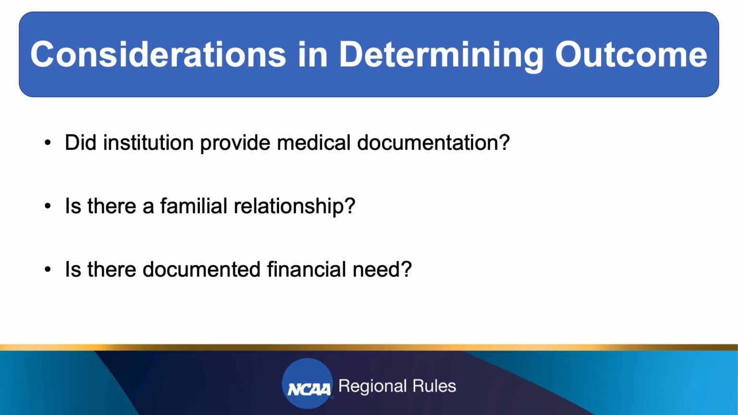Some of the considerations when deciding this waiver and determining the outcome is, did the institution provide medical documentation? Does the doctor say that it is required that he needs assistance? What is the familial relationship with the individual that's injured or that wants to attend? So it is a family member in this case, a stepmother, and it would meet that requirement. And as far as documented financial need, again, is there documented financial need? What is it? Do you have the documentation? We also look at all the extenuating circumstances and what the PSA wants as well. So a statement from the PSA stating they're wanting the stepmother to attend is always good in the case as well.